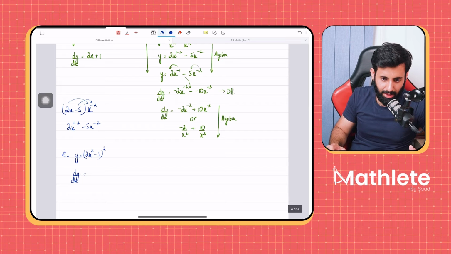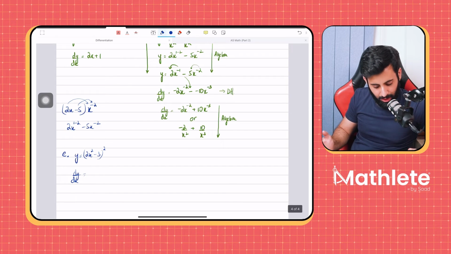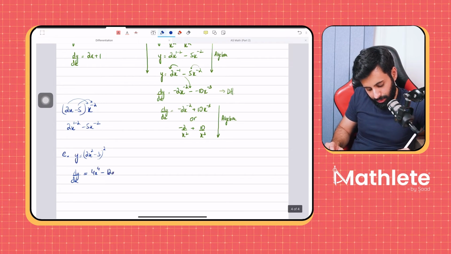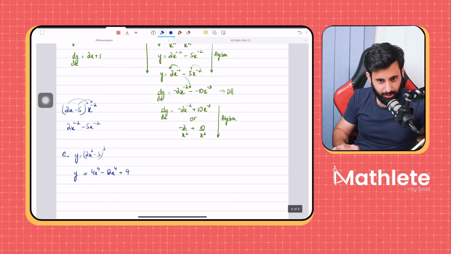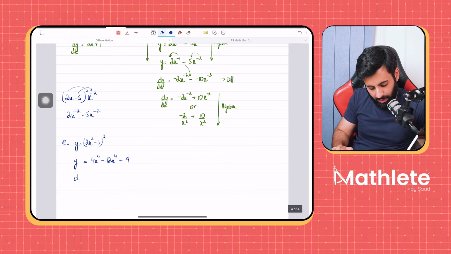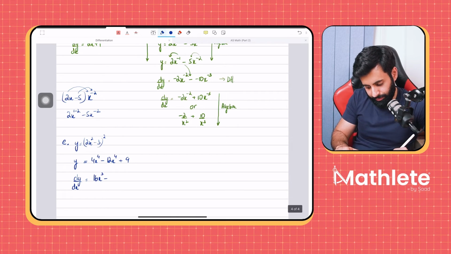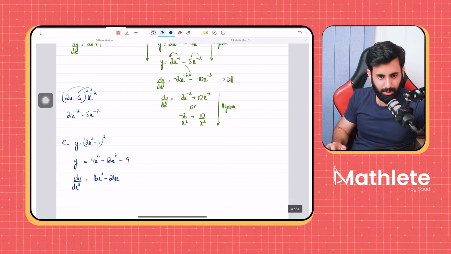If you have something that looks like a minus b or a plus b, the whole thing squared, it's a no-brainer that you have to use the identity. So this becomes 4x power 4 minus 2 into 3 is 6, 6 into 2 is 12x square plus 9. By the way, this is not dy by dx. It's still the same function, so I won't write dy by dx equal to. Now that I'm differentiating it, I will write dy by dx, which is going to be 16x cubed minus, sorry, this is not power 4, this is power 2, minus 24x plus 9 becomes 0.